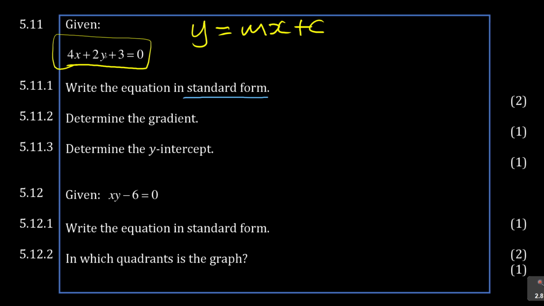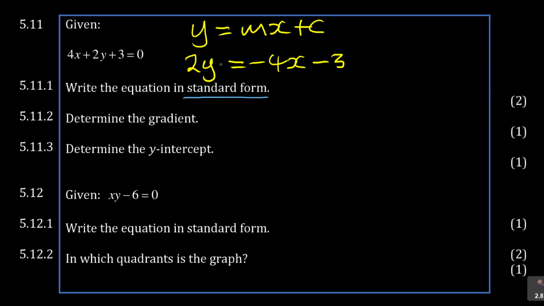So look at it. I've got 2y there already. I must take everything to the other side of the equation. So what will I do? I would say 2y is equal to minus 4x, and 3 will become minus 3. Not bad. But I'm still having 2y. That's not standard. I must have y. Then I must get rid of that 2 by division.